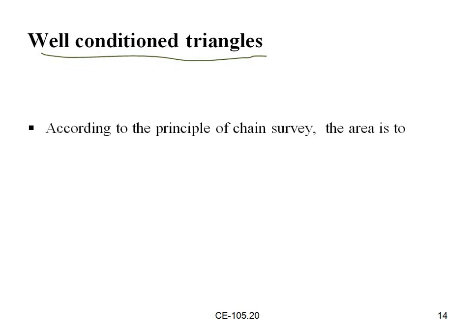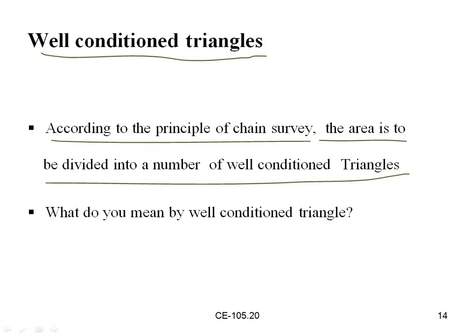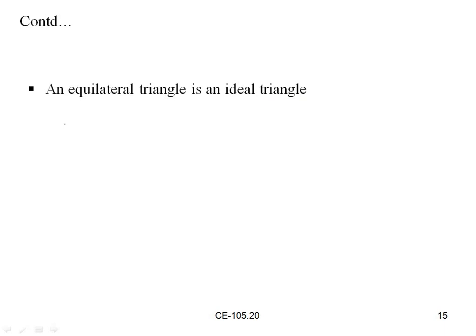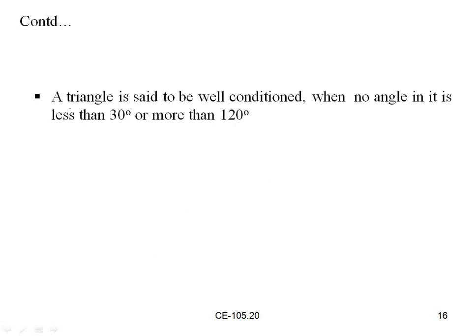Now let us see well conditioned triangles. According to the principle of chain survey, the area is to be divided into a number of well conditioned triangles. What do you mean by a well conditioned triangle? An equilateral triangle is an ideal triangle. A triangle is said to be well conditioned when no angle in it is less than 30 degrees or more than 120 degrees.